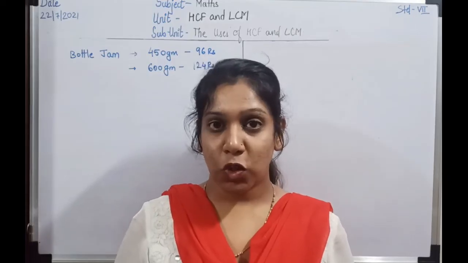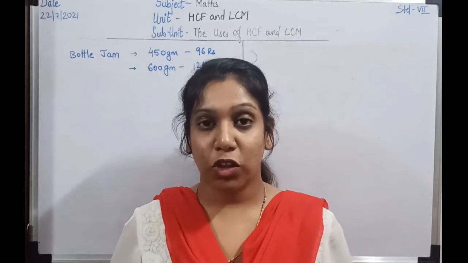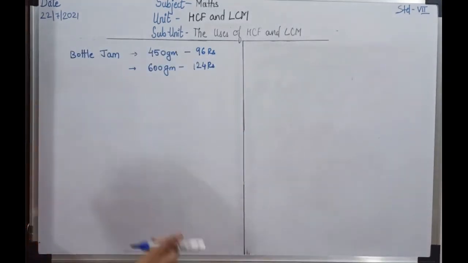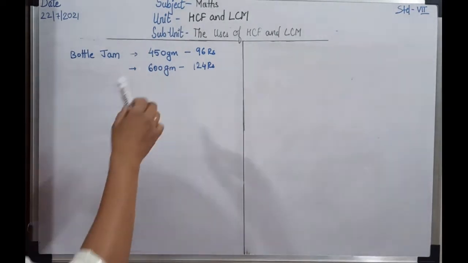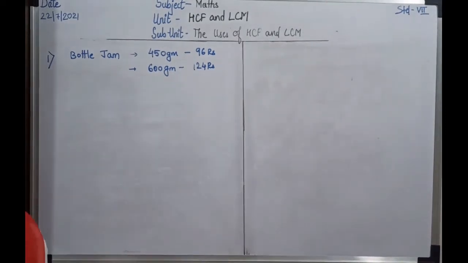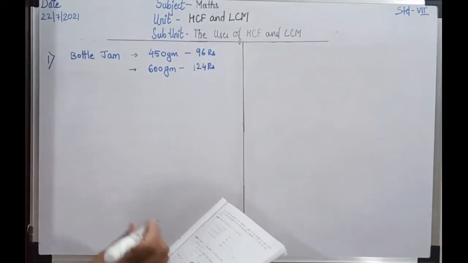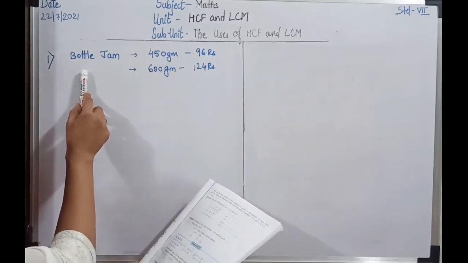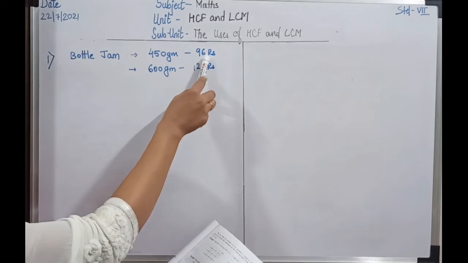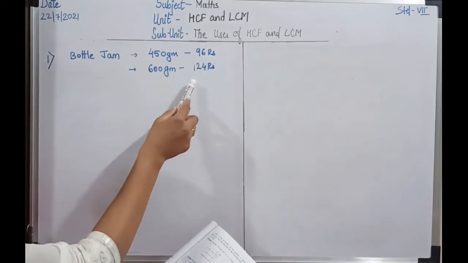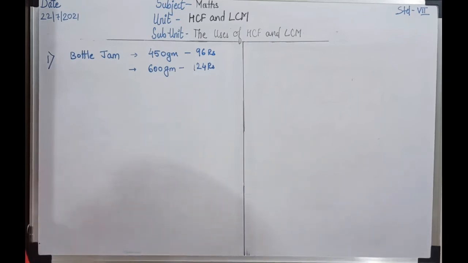Today, we are going to solve some problems based on the uses of HCF and LCM. Now let us begin. I've already written the sum. So this is example number 1. Now let us read example number 1. A shop sells a 450 gram bottle of jam for 96 rupees and a 600 gram, that is the bigger bottle, for 124 rupees. Now which bottle is profitable to buy?